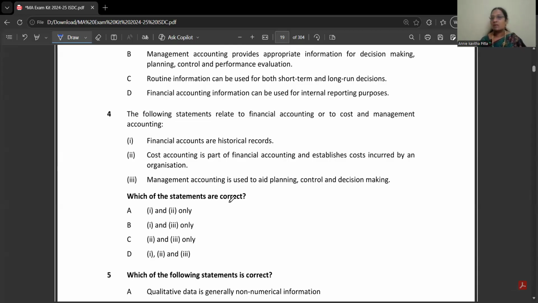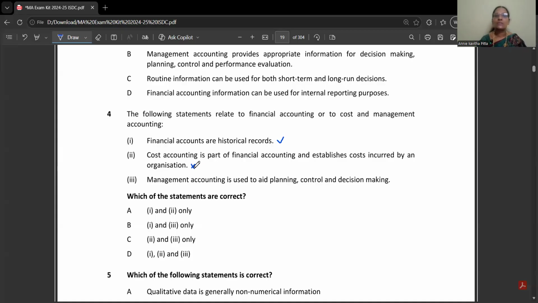Okay. In financial accounting, after the events take place and the transactions are accounted for, the final reports are prepared. So basically it is historical in nature. So that's the correct one. After that, cost accounting is a part of financial accounting. It's a different branch of accounting. It's not a part of financial accounting. So this one is not correct.